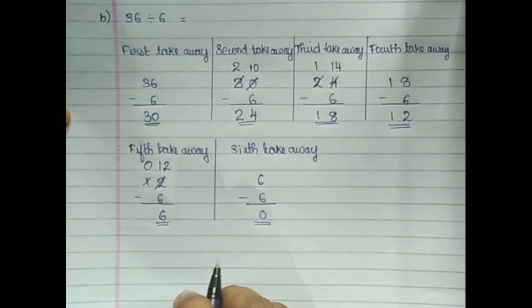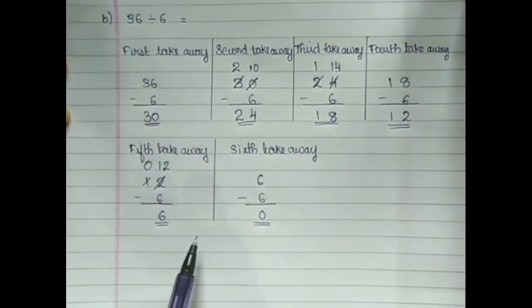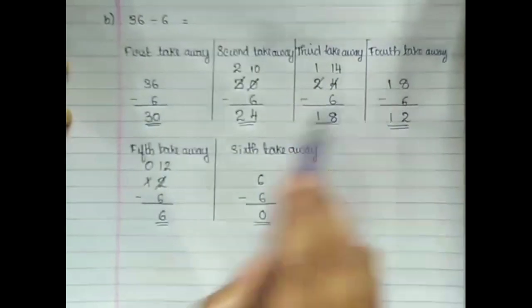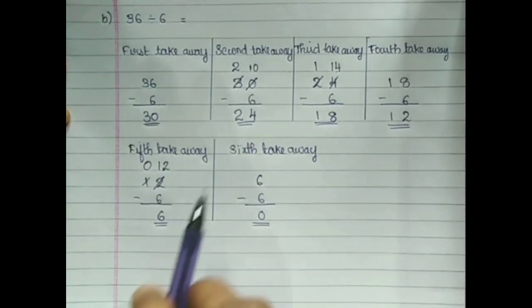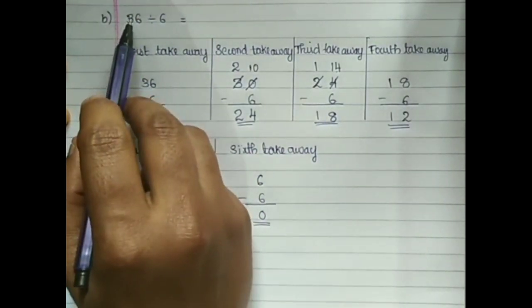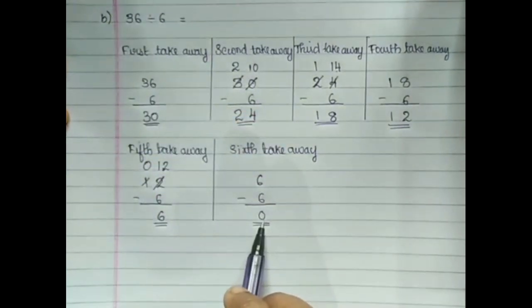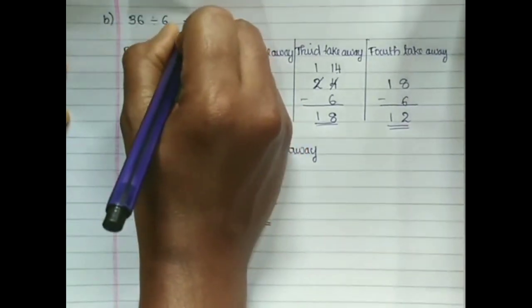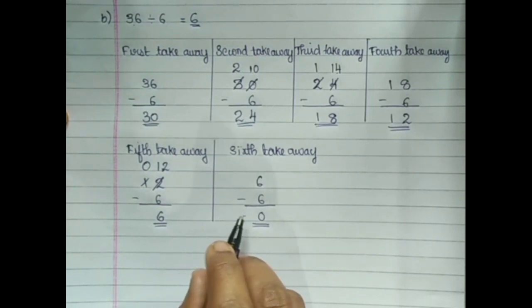So children, how many times did we subtract the number 6 from the number 36? We can count 1, 2, 3, 4, 5, 6. So we have subtracted 6 from the number 36 six times to get the answer. 36 divided by 6, the answer is 6. So this is the method of division by repeated subtraction.